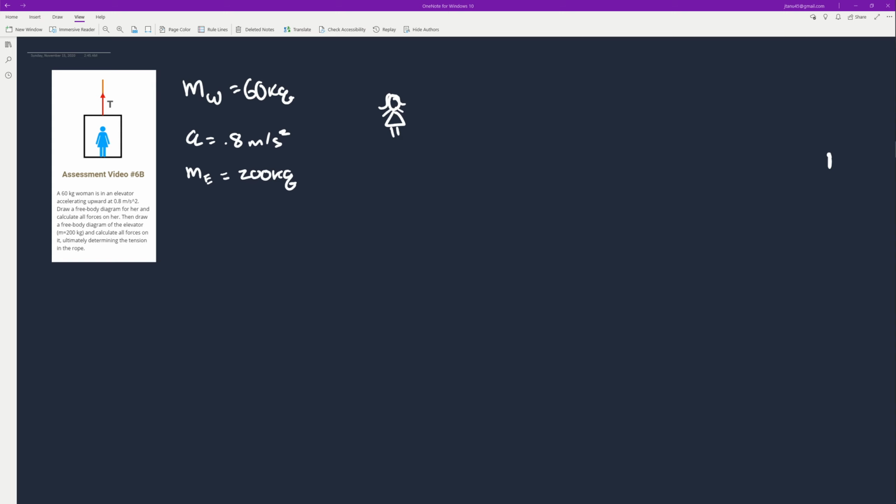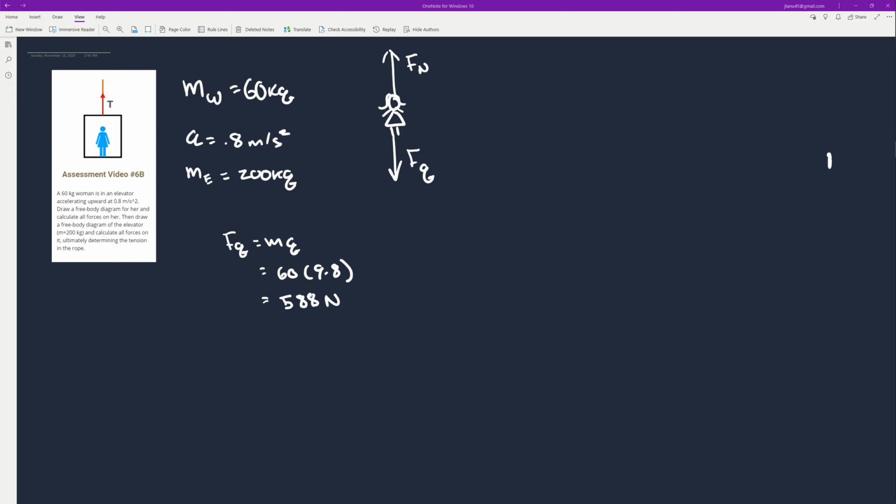We know the woman has a force of gravity on her, which is Fg. In order to support the woman, there must be a normal force. And so now we can go ahead and calculate the forces. Fg is simply mass times gravity, which is 60 times 9.8. What we get is 588 newtons. So that is the force of gravity.